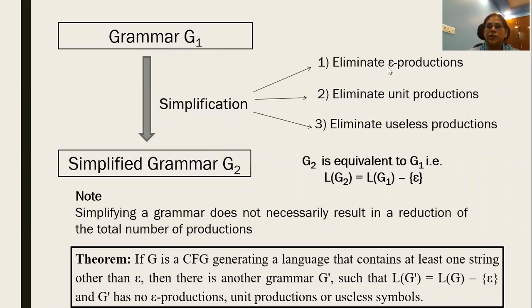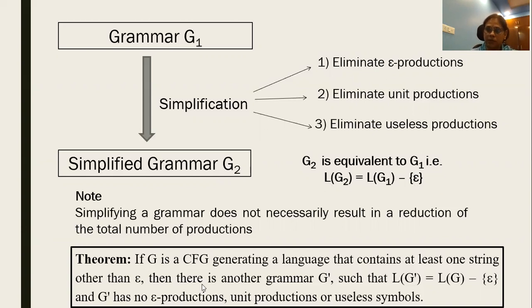However, if the grammar G1 does derive the null string, G2 will not be able to derive the null string because you have eliminated all the epsilon productions. So we say G2 is equivalent to G1. In this context, it is equivalent to G1 if language of G2 is equal to language of G1 minus epsilon string.